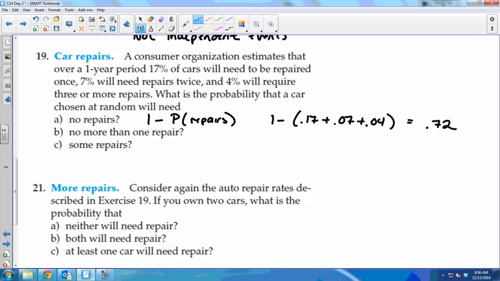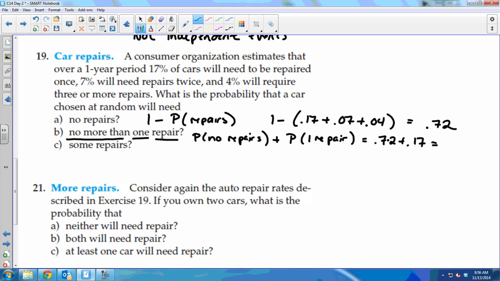On B, probability that the car chosen at random will need no more than 1 repair. So that means the car would need either what two things out of our choices? No repairs or one repair. So then we can add those two together because those are disjoint. The car's not going to need no repairs and one repair. So that's just 0.72 plus 0.17.